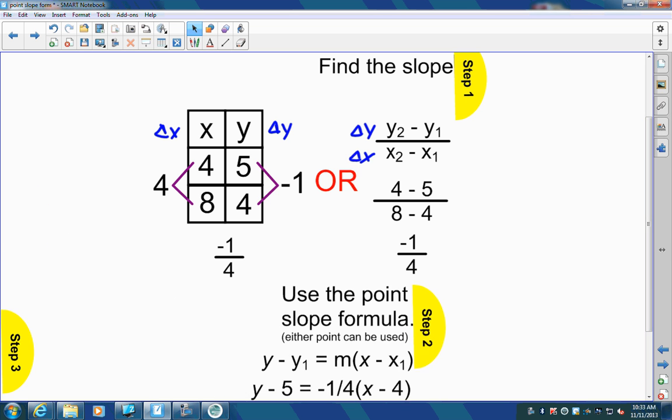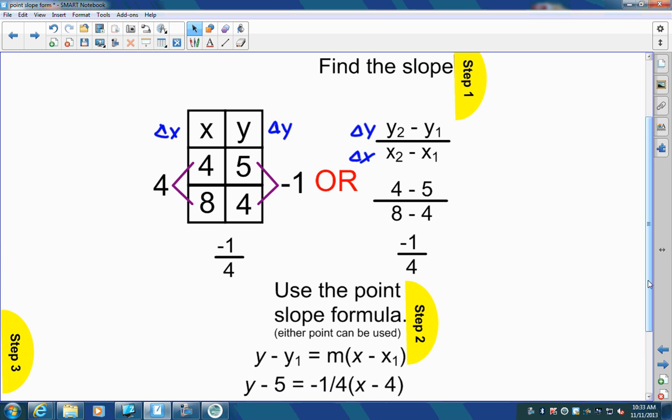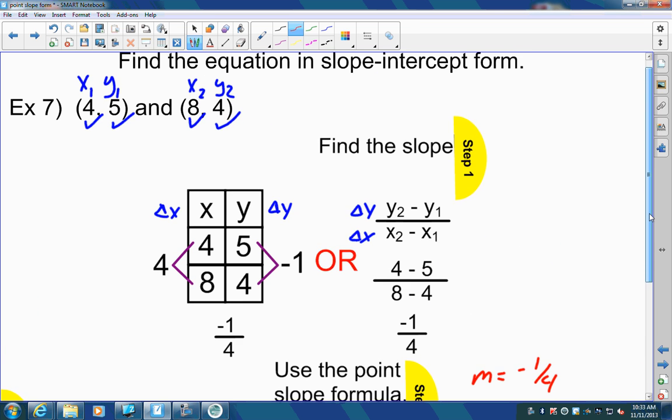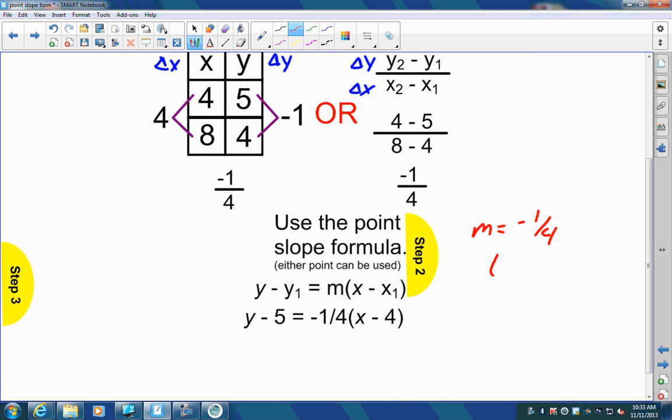now you can use the point formula. And what they did was they picked their slope. So your slope was negative 1/4, and you can choose either one of the points. They chose 4, 5. So then they were able to substitute in, and you have y minus y1, which is 5, equals negative 1/4 times x minus 4.